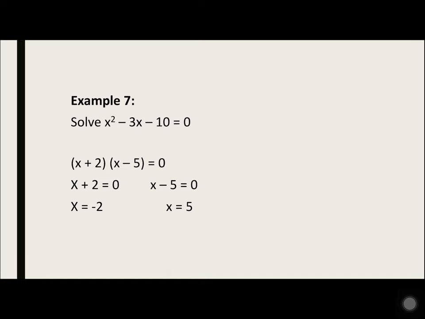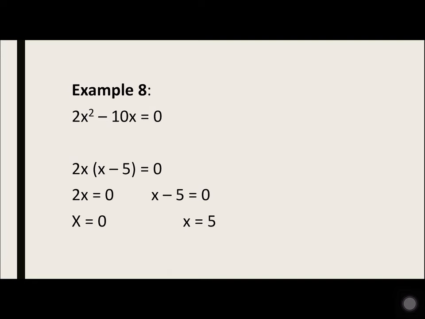Example 7. Solve x squared minus 3x minus 10 equals 0. That's another trinomial to factor with an understood 1. What multiplies to negative 10 and adds to negative 3? Positive 2 and minus 5. So x plus 2 times x minus 5 equals 0. We factored that trinomial. Set each one equal to 0. X plus 2 equals 0. Subtract 2, x equals negative 2. X minus 5 equals 0. Add 5 on both sides, so x equals 5.